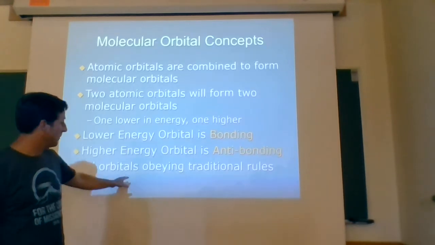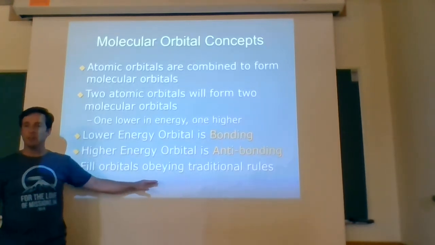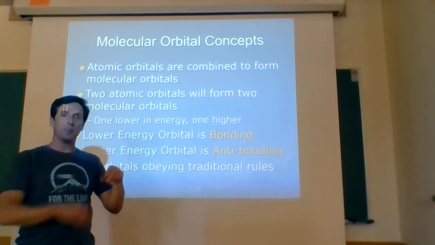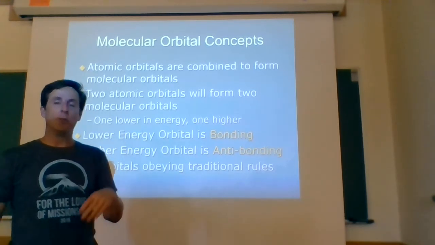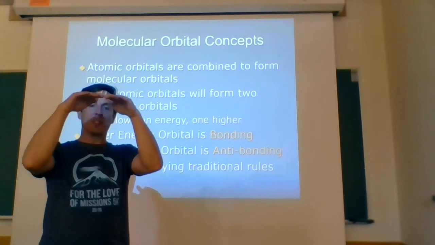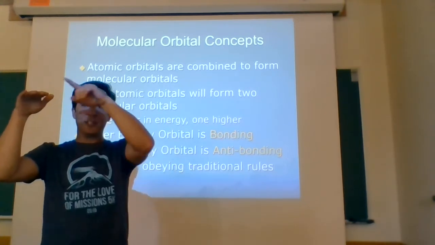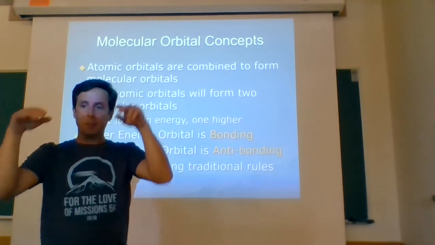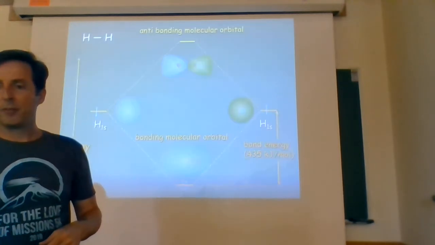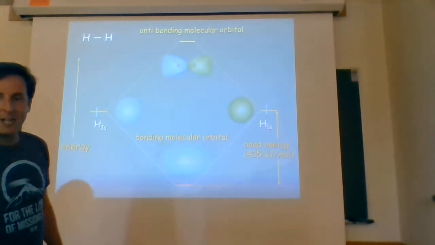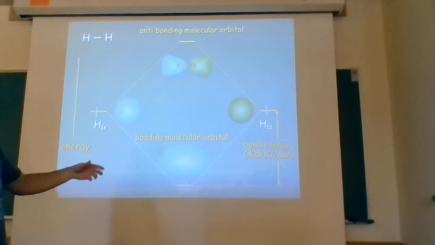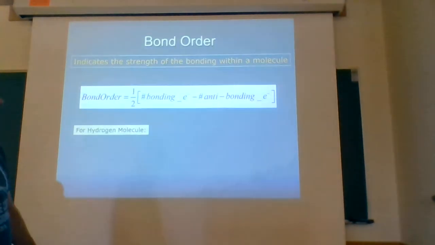Once we start filling them up, we're following the same rules we always have. We fill from the bottom up. We can put 2 electrons in each orbital. If we have several orbitals at the same level, we'll put 1 in each before we start pairing them up. So for the hydrogen atom, or excuse me, hydrogen molecule, that is the structure.